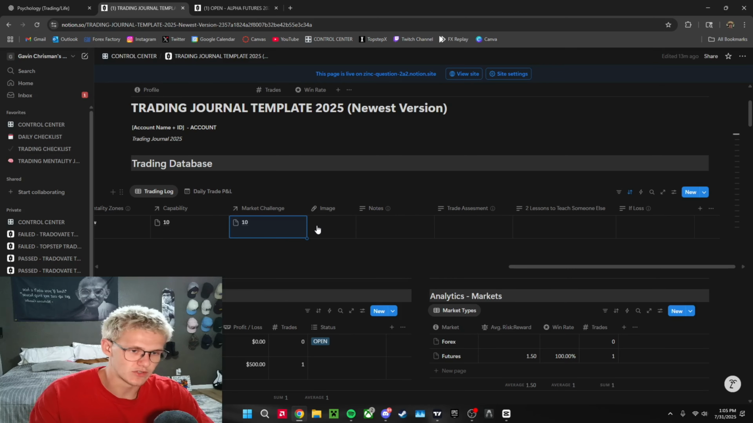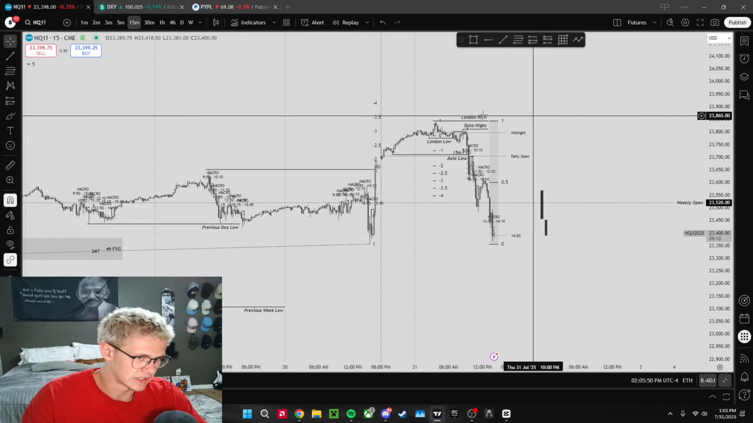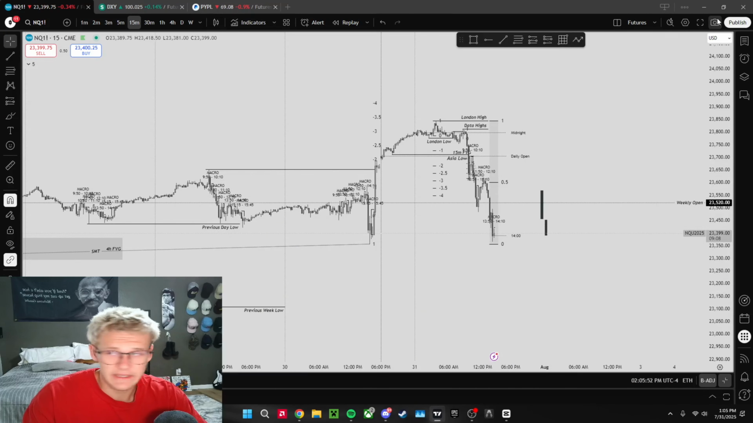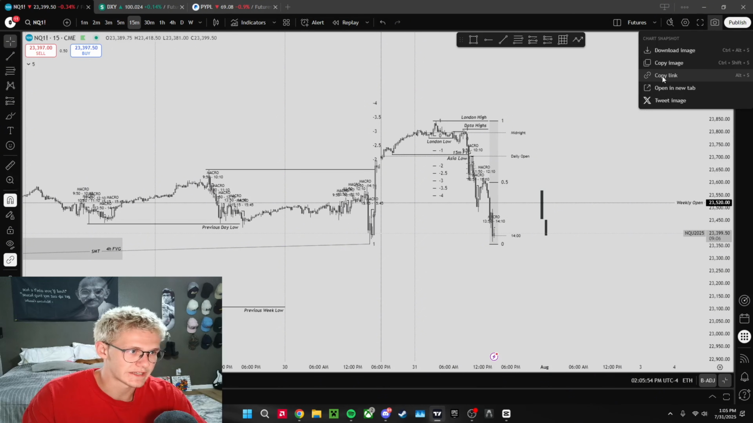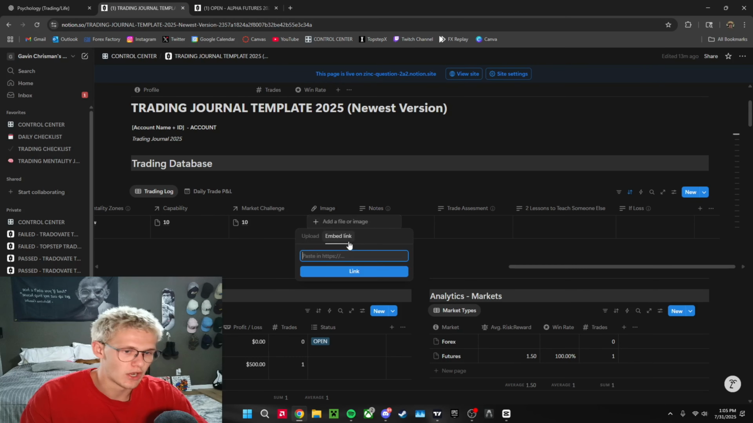This next section is going to be the image of your trade. So this is formatted as an embedded link. Let's just say we're on TradingView here, and I want to take a picture of this market, how it is right here. If you click the camera icon up in the top right, there's a copy link section. If you click copy link, you will get a link URL that you can use to upload to the embed link section here of your trade.